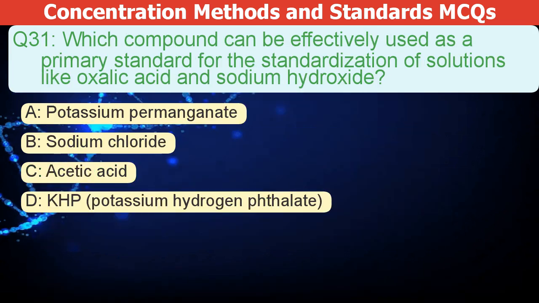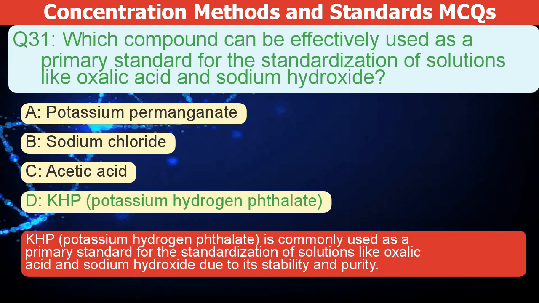Which compound can be effectively used as a primary standard for the standardization of solutions like oxalic acid and sodium hydroxide? A. Potassium permanganate. B. Sodium chloride. C. Acetic acid. D. KHP, potassium hydrogen phthalate.